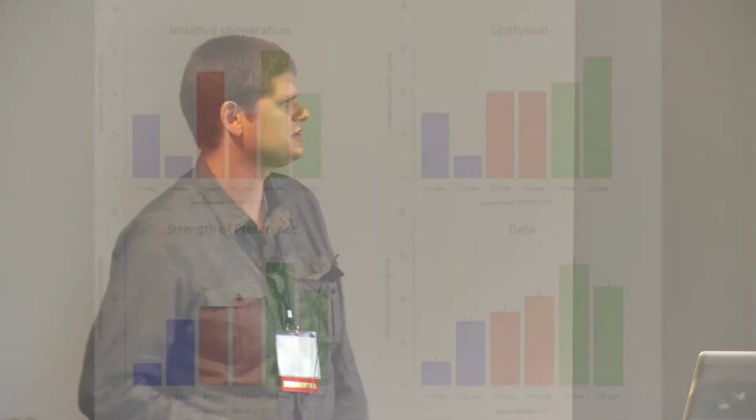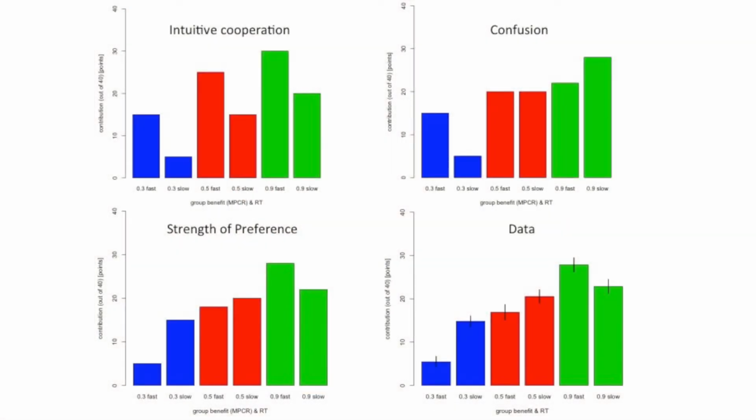Okay. So here are our 3 horses in the race. Which one wins? There's the data. Okay, so strong support for the strength of preference explanation, and clearly rejecting the intuitive cooperation and the confusion explanations. Right, so indeed, subjects who are fast are actually doing the smart thing. They're not contributing in the bad public good. They are contributing in the good public good, and in the middle, they're sort of in the middle.